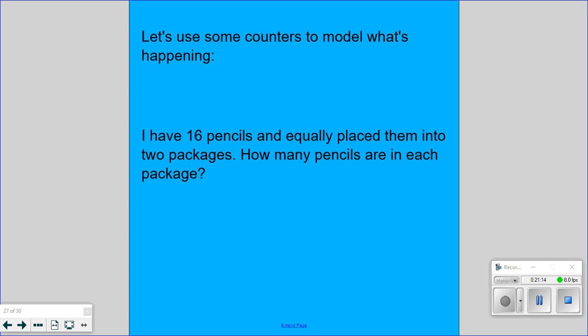All right, let's look at our next problem. It says, I have 16 pencils, and I equally place them into 2 packages. How many pencils are in each package? What am I counting? Look at the question part to figure out what exactly am I counting.